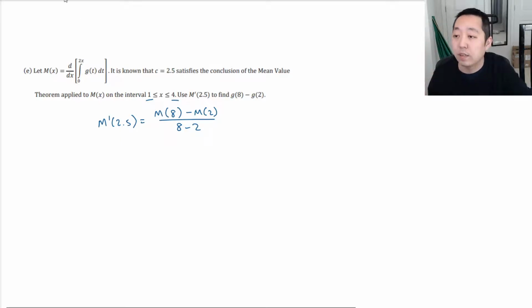Oh, sorry, this is not 8, it's 4. I don't know why I said 8. It's because this said 8, and so I think that threw me off. The endpoints of my interval are 4 and 1, not 8. Okay, so I have to evaluate m of 4.